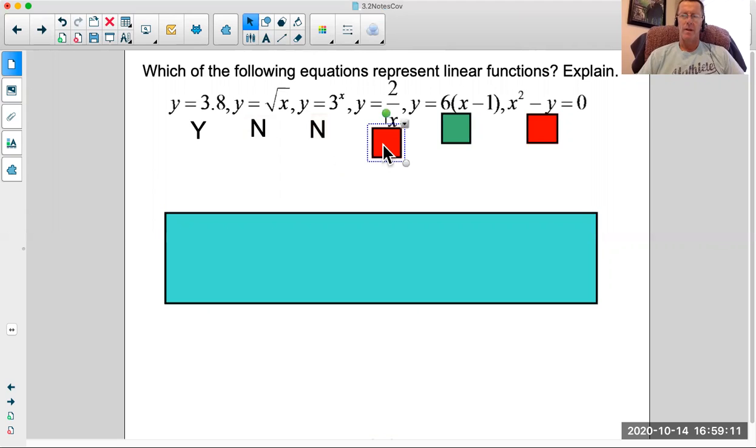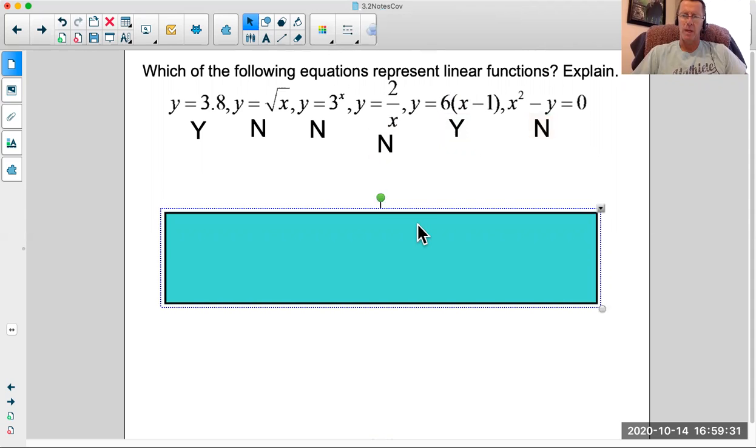What about this one? No, that wouldn't work either, because that's x to the kind of the -1 power. We'll get into that later, but no. What about this one? Yeah, you could distribute, then it would be y equals 6x minus 6. So yeah, this one, x squared? No, that's not what we're talking about. We're talking y equals mx plus b.